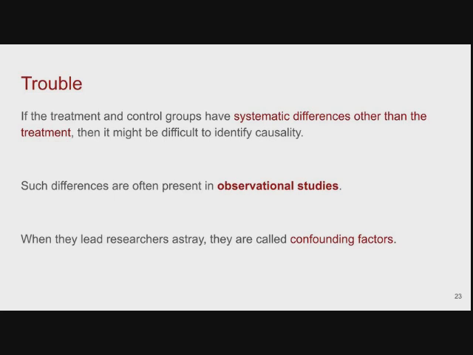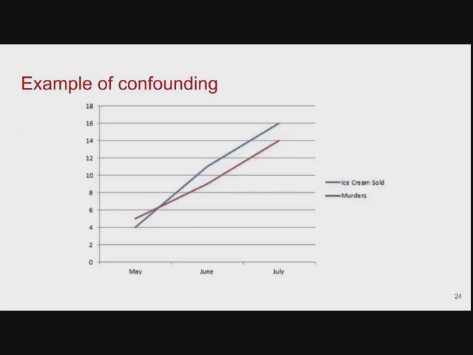So we really need to make sure that we don't have systematic differences other than the treatment for the experiments. Let me show you one example, and you might have all kinds of reasons for why you think these two are related to each other. Okay, let's see. We're putting these on the same scale, so don't worry about exactly what the y-axis represents. This is looking at ice cream sold and murders between May and July.